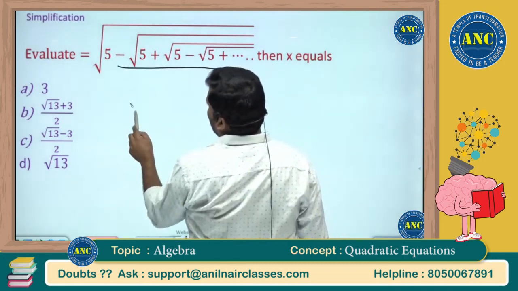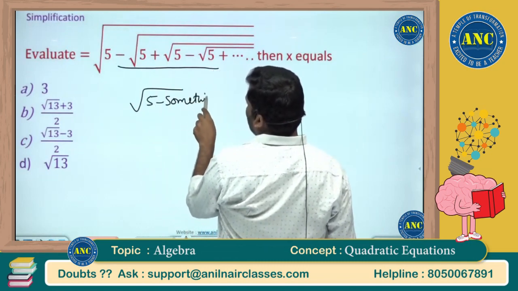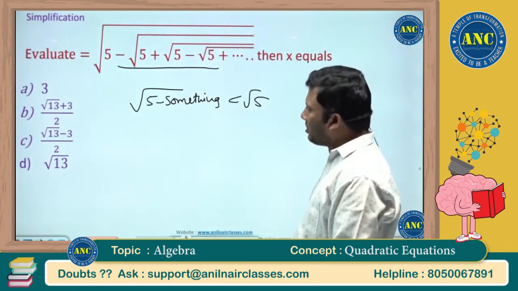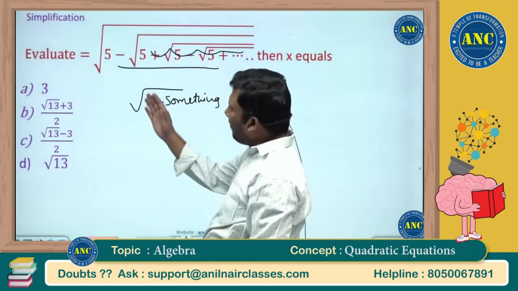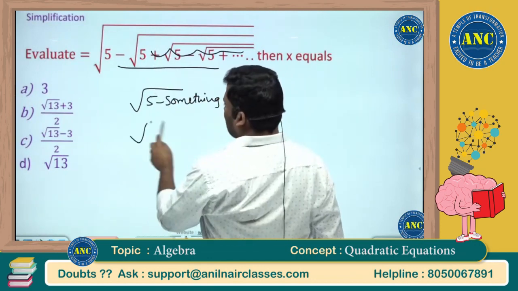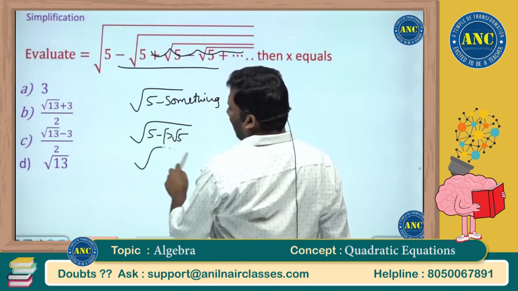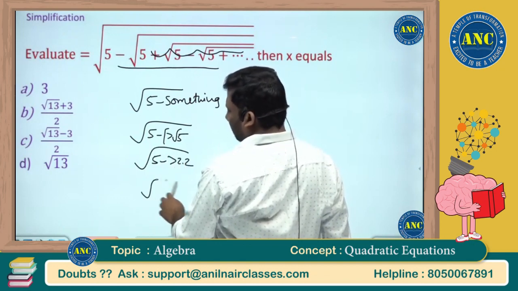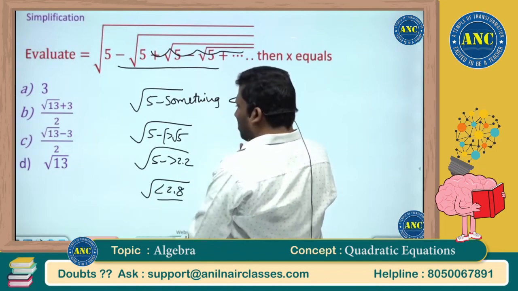Answer is root 5 minus something. So answer should be less than root 5. Are you all with me? If it is not there, it is 5 minus root of 5 and so on. 5 plus something. That means answer is 5 minus greater than root 5. Are you all with me? So 5 minus greater than 2.236. So answer should be less than 2.8.